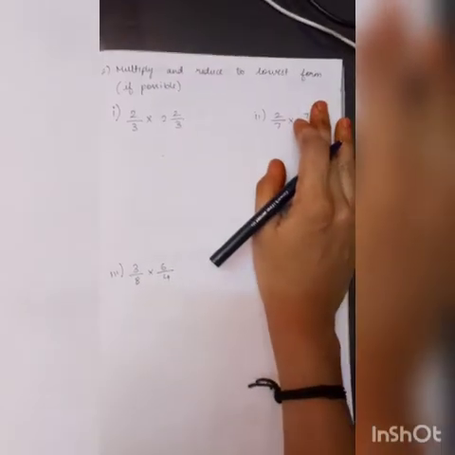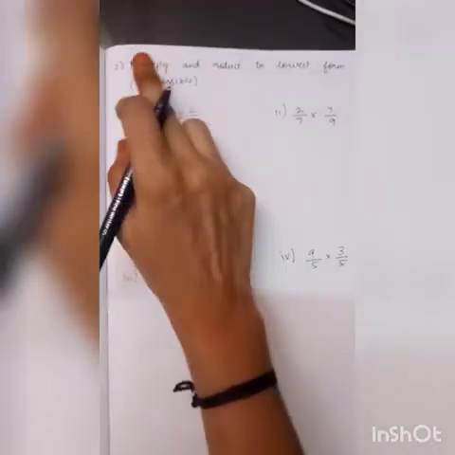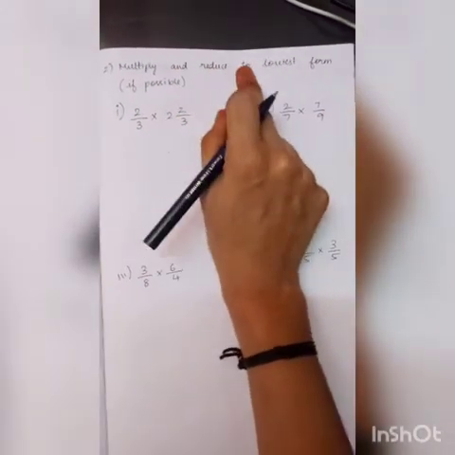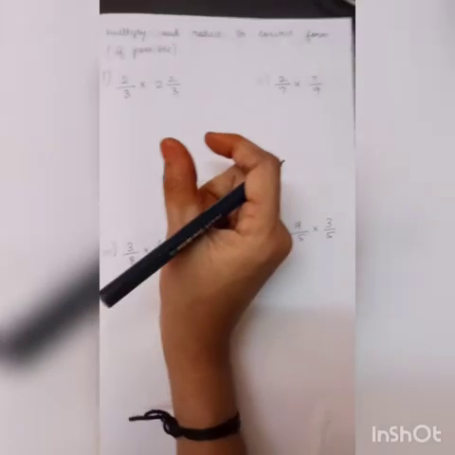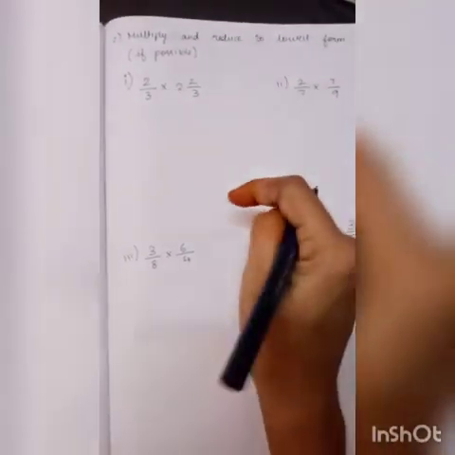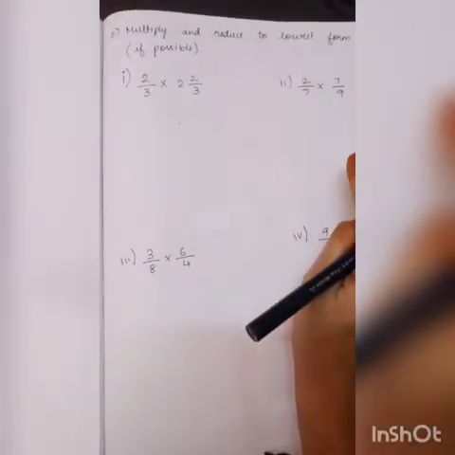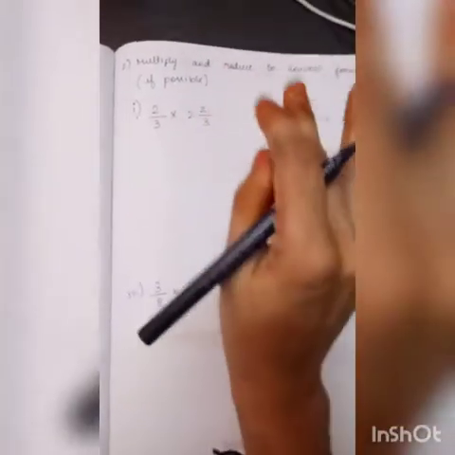Understood? Next is your second question. What is the second question given? Multiply and reduce to lowest form. Actually we are going to multiply and you will get an answer, right? If that answer is possible to cancel, you should do it. That is our second question. If possible, you should do it.